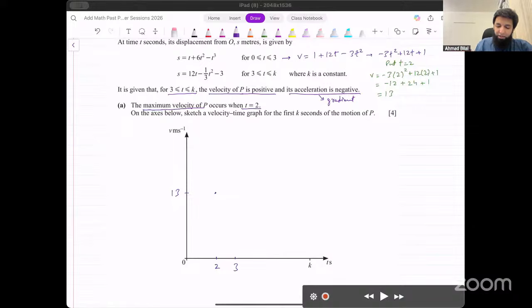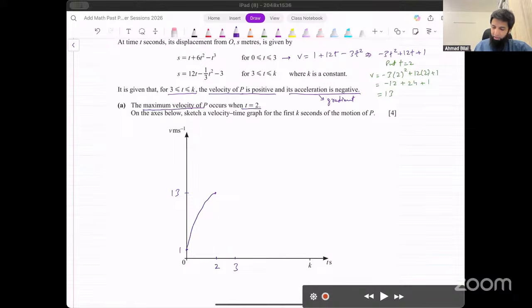Now, what's the velocity at time 0? If we put time equal to 0 in this, what's the velocity value that we get? At time 0, it's 1. So we know that this point is going to be 1 here. So the graph looks like this. It's an N-shaped graph, right? The coefficient of this square term is negative, so it's going to look like this on the left side.